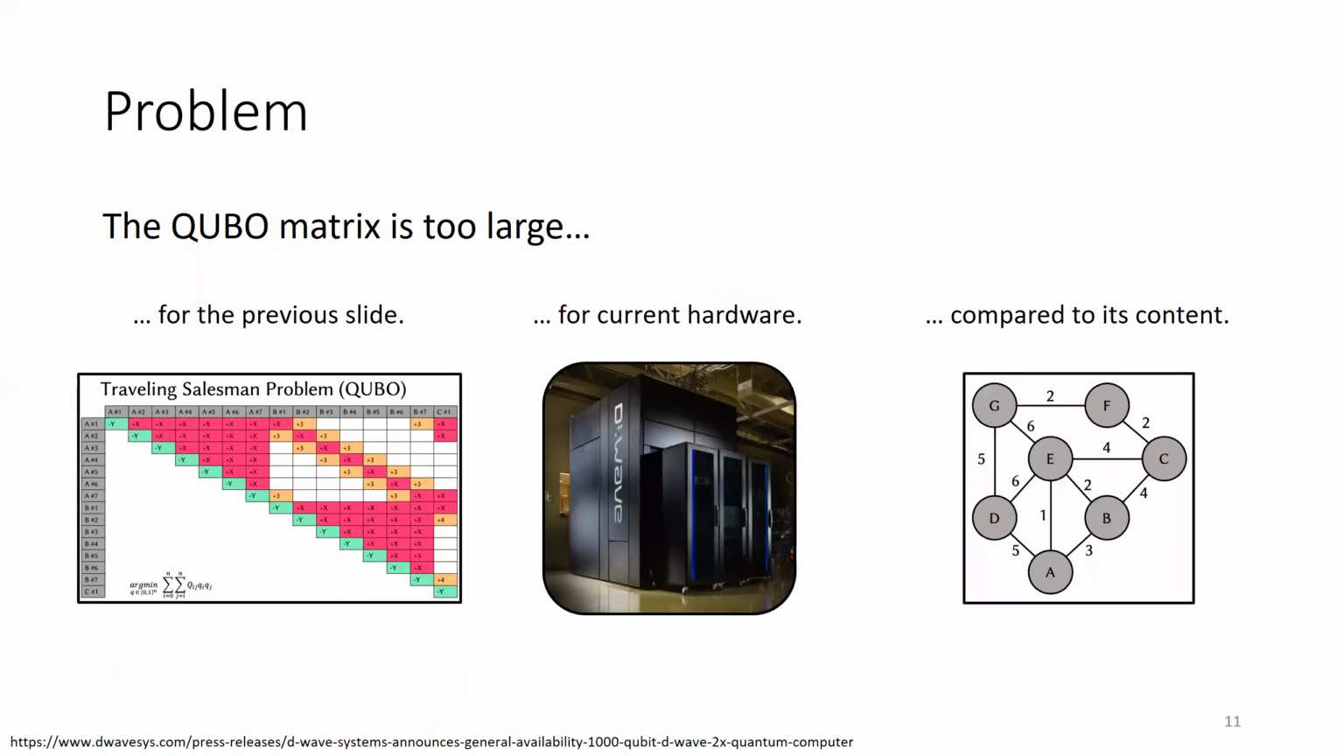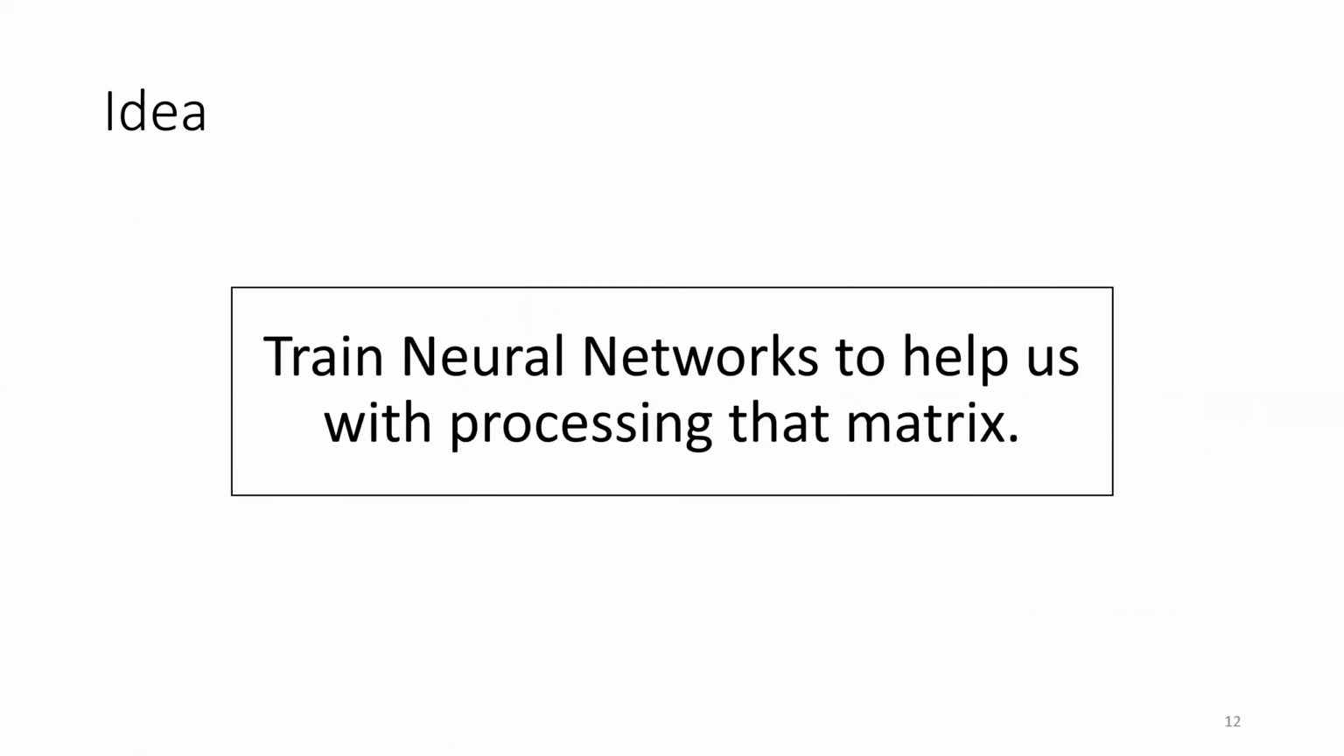So we have the problem that the QUBO matrix is too large. It is too large to put it on this previous slide. This was just a small zoom in. It is, I'm sorry for that, too large for the current hardware. You can just solve some smaller graphs, not ones with several hundreds of vertices as you need to. And the fact is that the QUBO matrix is way too large compared to its content. And then we got the idea, what if we train neural networks to help us with processing that matrix? And this paper I would like to highlight and sketch here is exactly about that.